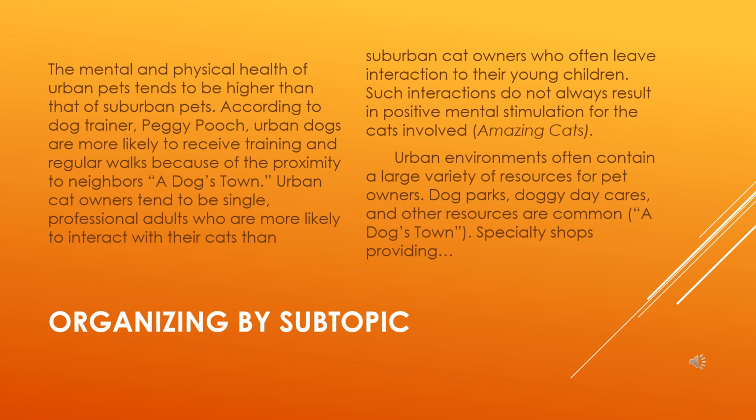This example shows you what you do want to do. So if you look at the first sentence of each paragraph here, the first paragraph is about mental and physical health of urban pets versus suburban pets. The next paragraph is about resources in urban environments for pet owners. These are subtopics. So in the first paragraph, I have two sources quoted.